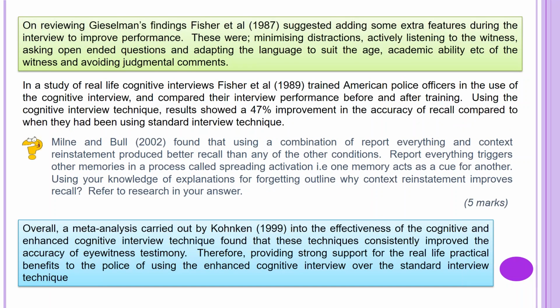On reviewing Geiselman's findings, Fisher et al. 1987 suggested adding some extra features during the interview to improve performance. These were minimizing distractions, actively listening to the witness, asking open-ended questions, adapting the language to suit the age, academic ability, etc. of the witnesses, and avoiding judgmental comments.